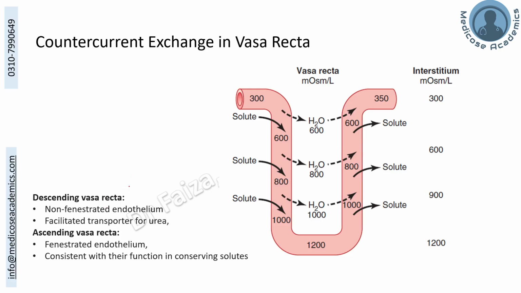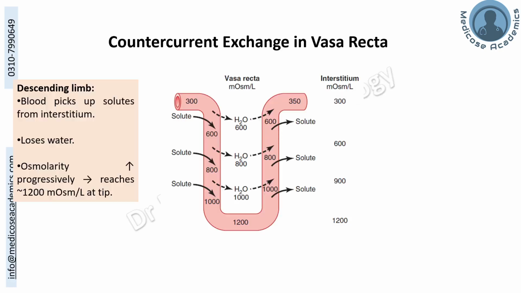The histological characteristics of the descending limb of the vasa recta: it has non-fenestrated endothelium and facilitated transporters for the urea. It can uptake the solutes, whereas the ascending limb of the vasa recta is having fenestrated endothelium, which is consistent with its function in conserving solutes, that it loses the solutes back to the interstitium while ascending up. The descending limb, as you can see in this image, is picking up the solutes while it is descending down from the cortex to medulla, and it is losing water into the interstitium.